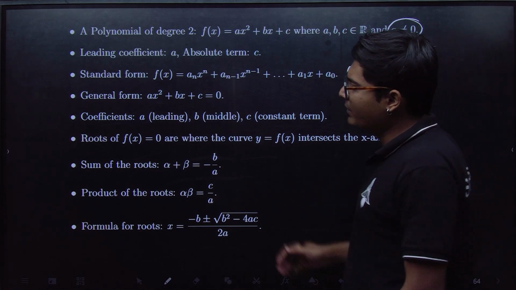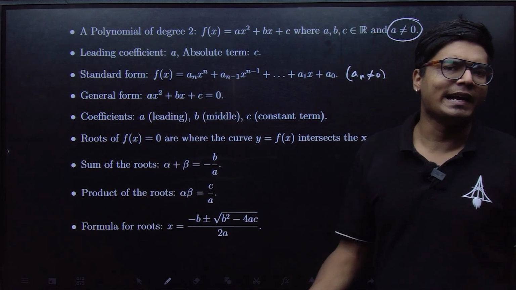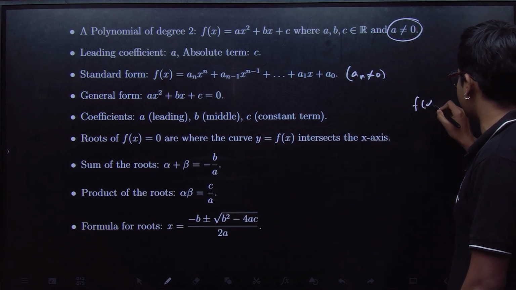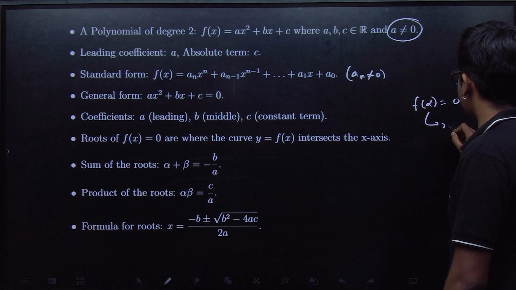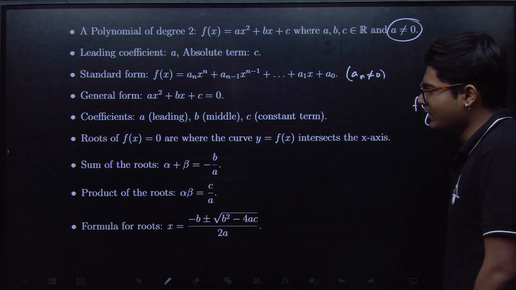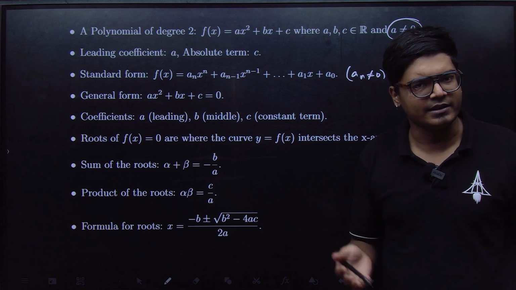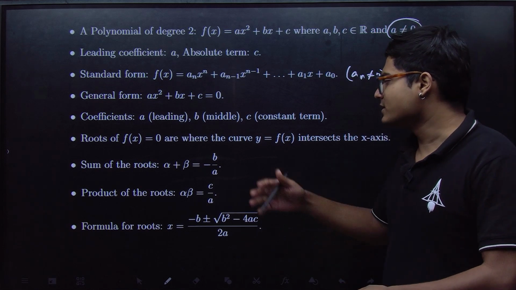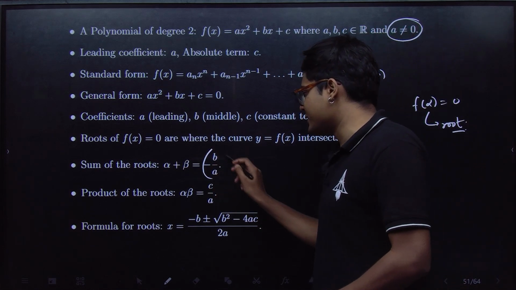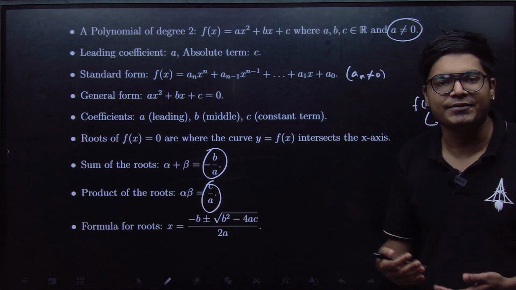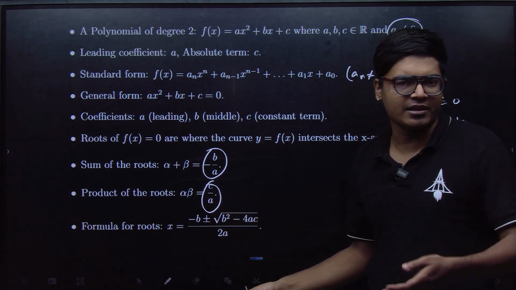What are roots of a polynomial? Roots of a polynomial or of a quadratic are the values where the function vanishes. So if f(alpha) = 0 for some alpha, we say that alpha is a root of this polynomial. Every quadratic needs to have two roots, since it's a degree 2 polynomial. The sum of the roots is alpha + beta = -b/a, and the product of the roots is c/a. And if you want to explicitly find the roots, you can use Sridharacharya's formula.